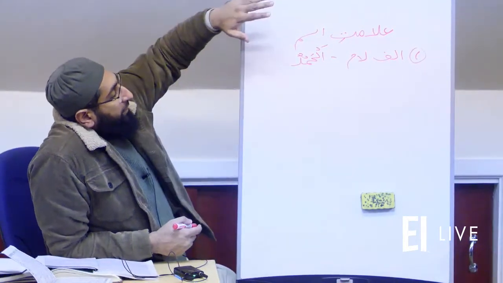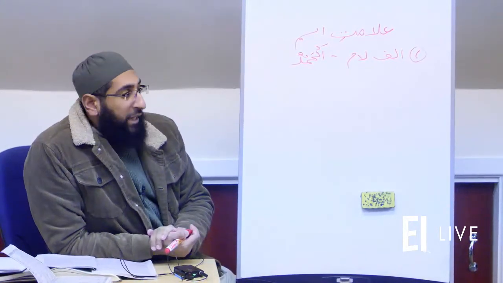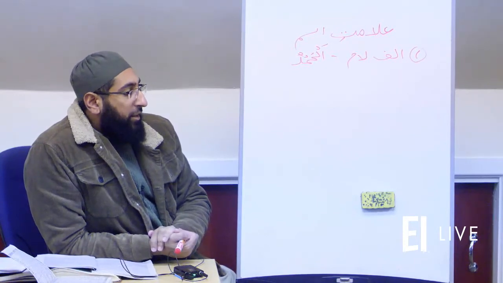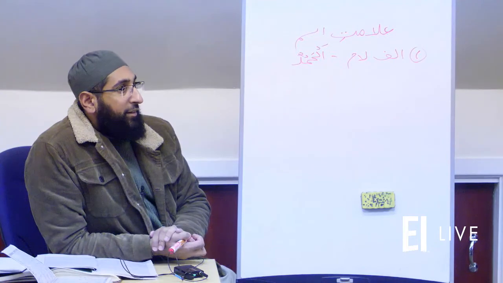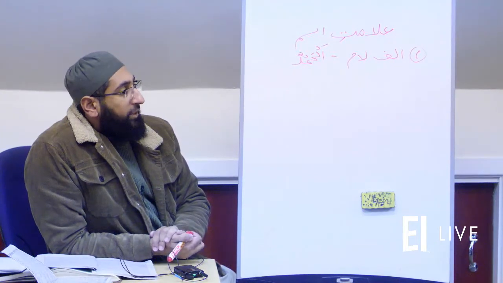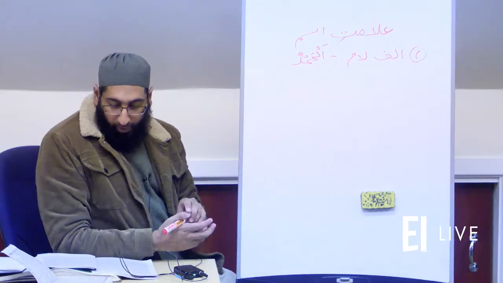So remember that if alif lam comes in the beginning, then there will be no tanween at the end. You can't read alhamdun. Alhamdan, alhamdin. No, it'll be alhamdu, alhamda, alhamdi.